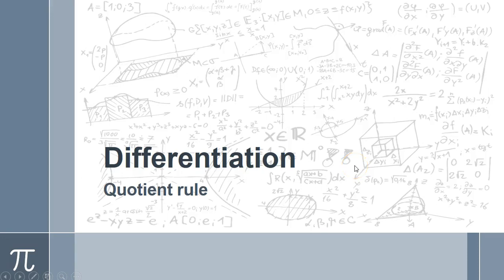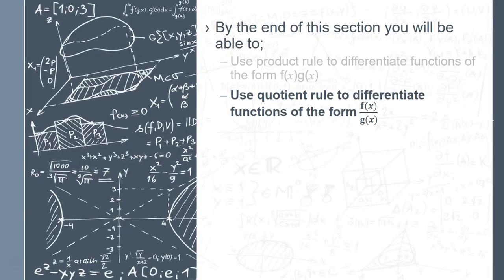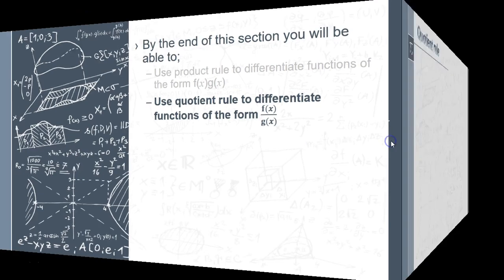Hi, and welcome to this next video from the Year 2 differentiation content. Last video we had a look at product rule. Let's have a look at the division equivalent, which is quotient rule. So in the previous video we looked at how we're going to differentiate a product, something in the form f of x, g of x. This one's going to be what happens if we're dealing with f of x divided by g of x.